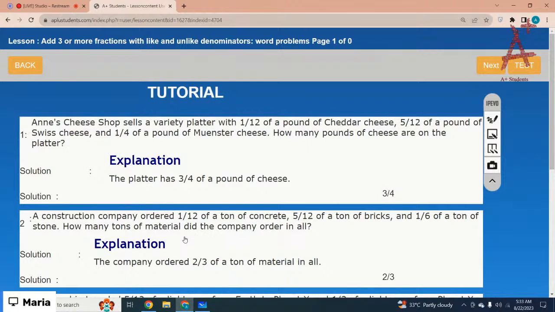Anne's cheese shop sells a variety platter with 1 by 12 of a pound of cheddar cheese, 5 by 12 of a pound of Swiss cheese, and 1 by 4th of a pound of Munster cheese. How many pounds of cheese are on the platter? So you have to add them all: 1 by 12, 5 by 12, and 1 over 4, right?